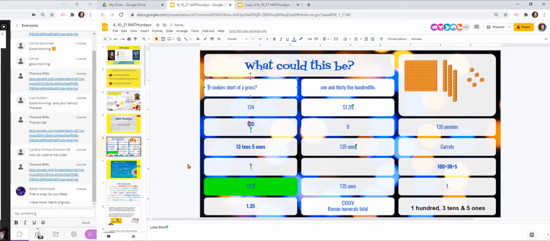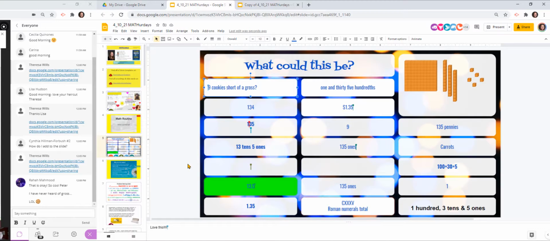Okay. And now we've got the same digits, but a very different number. What about 13.5? If you take the long rod as your unit, then it would be the equivalent of 13 long rods and 5 tenths. So taking the long as your unit.